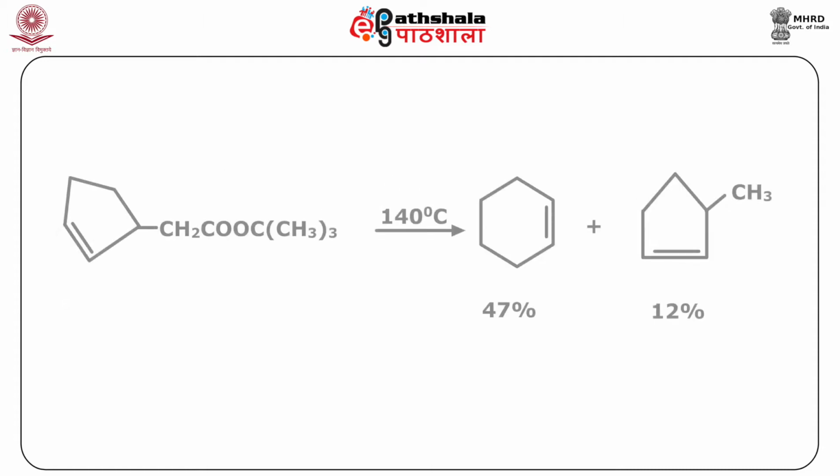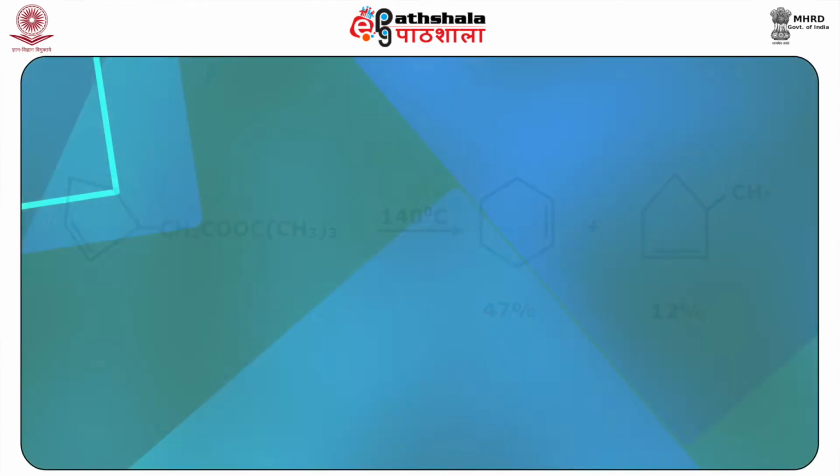The next example also shows the rearrangement, with two products, leading to the formation of a cyclohexene in 47% and the methyl cyclopentene as 12% of the product. The cyclohexene could be formed only by the ring expansion of the cyclopentene ring by the radical mechanism.